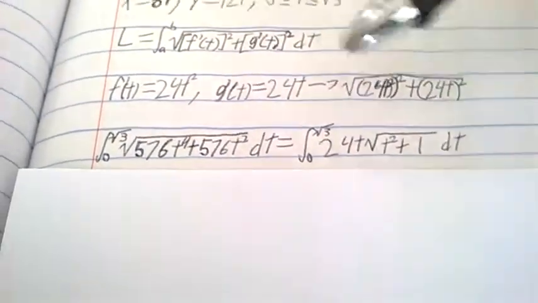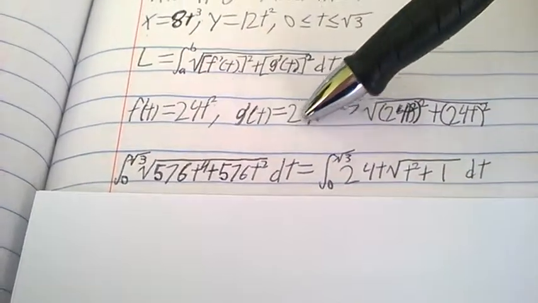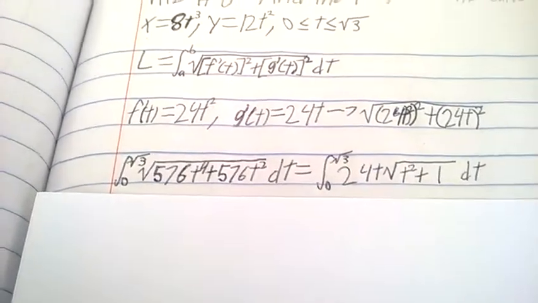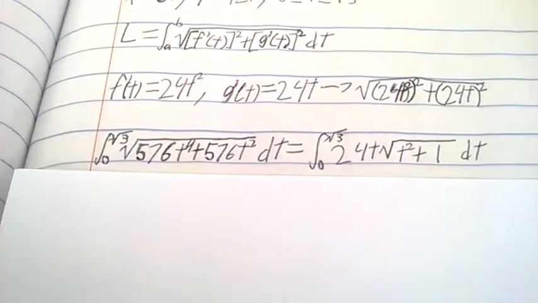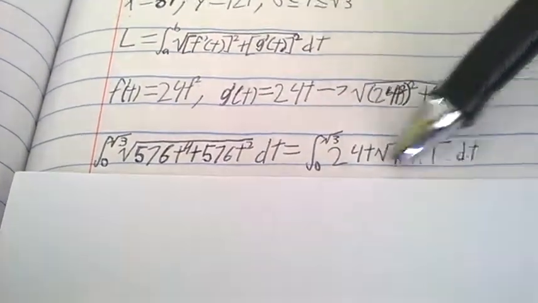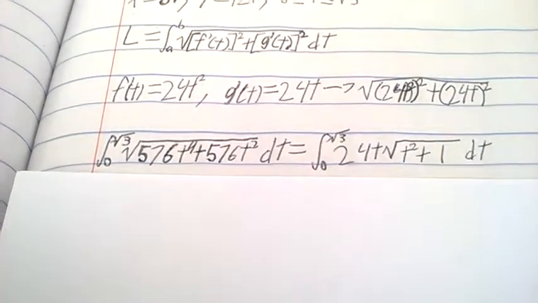So let's move on here. We've got the same number here, which is kind of convenient. I doubt that a lot of other examples will be this convenient. So this can be further simplified to 24t. You just strip them out of there. You've got the square root of t squared plus 1 dt.